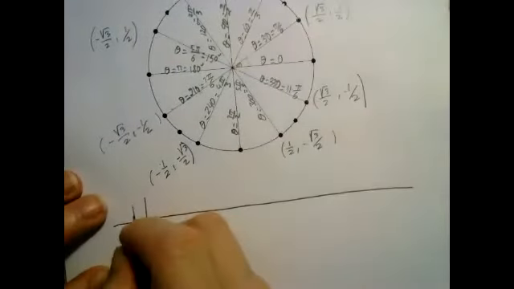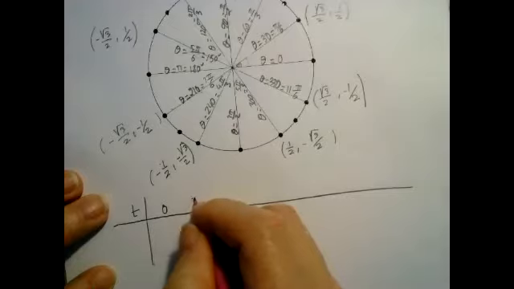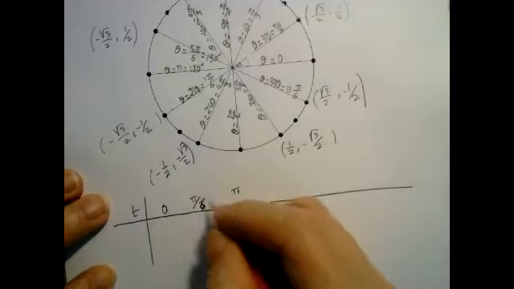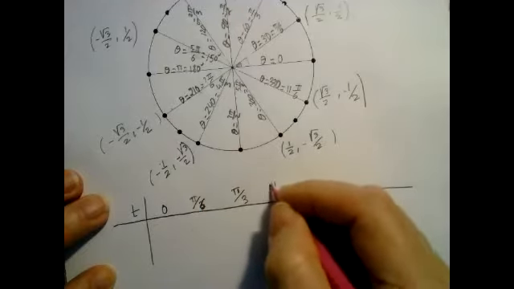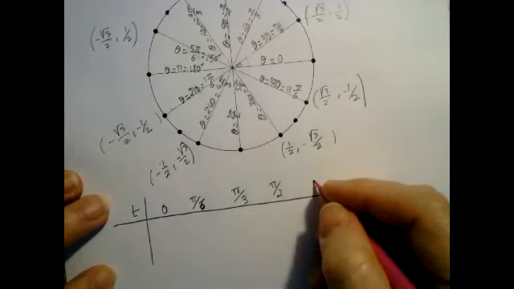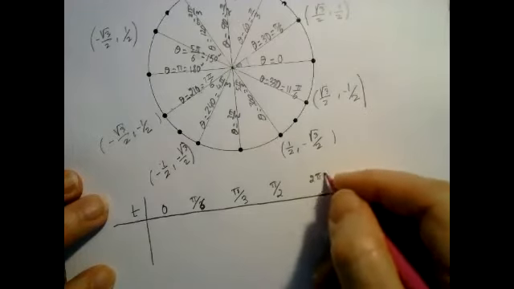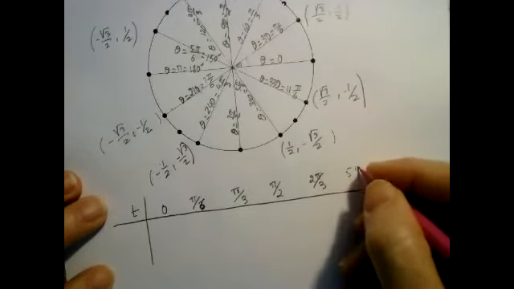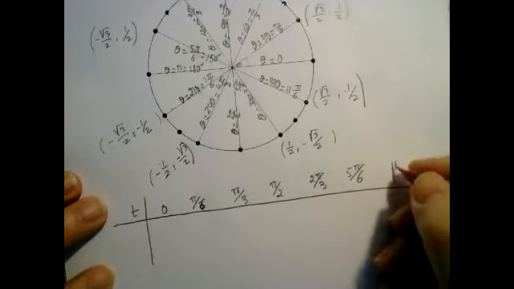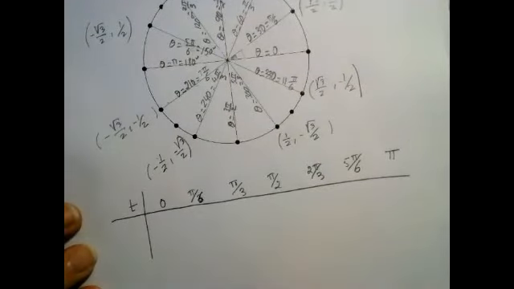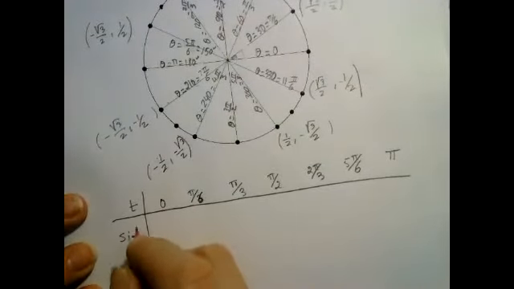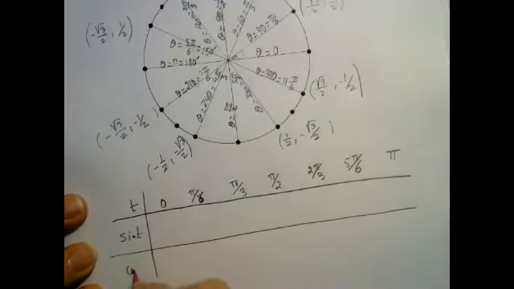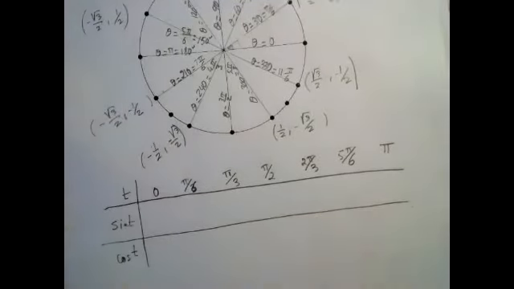So this is my angle: 0, pi over 6, pi over 3, pi over 2, then 2 pi over 3, 5 pi over 6, and pi. I'm going to do those first and then the other ones. So here I'm going to put the sine. I'm going to focus on the sine, and I will do the cosine later because I want to graph them one by one. Okay, the sine.